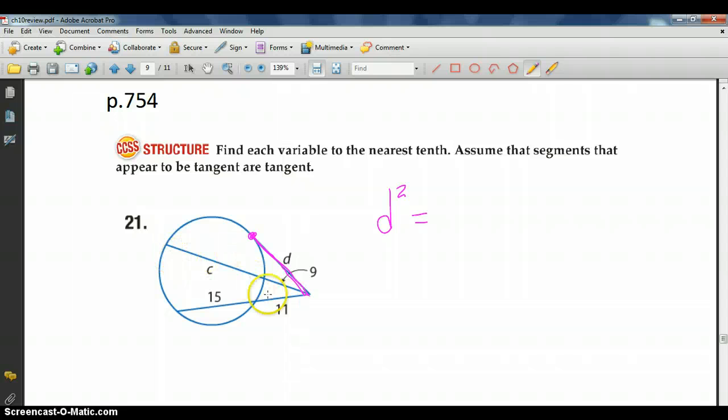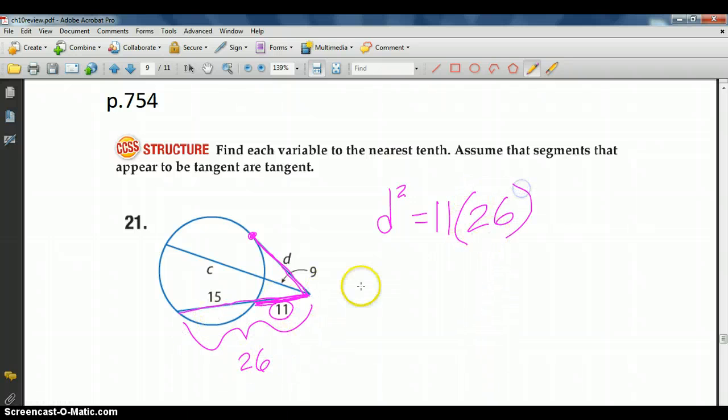So I can't use this middle one because I have another variable there, but I have this other secant, which has a total length of 15 plus 11, or 26, and the outer length, so the portion of the secant that's outside of the circle, is equal to 11. So we're going to set the tangent squared equal to the outer portion of the secant times the entire secant length, 26. So d squared is equal to 286, and from there we take the square root.